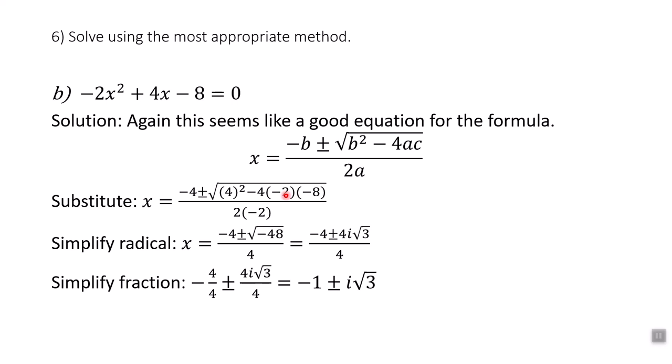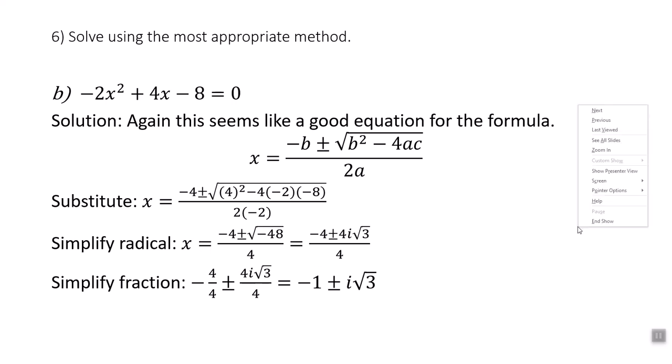4 times 2 is 8. 8 times 8 is 64. 16 minus 64 is a negative 48. Again, we simplify the radical. 48 is 16 times 3, so the square root of the negative 1 is the i. Square root of 16 is 4, and the square root of 3 stays as the square root of 3. We still have our negative 4 out in front, and it should be a negative 4 in the denominator.